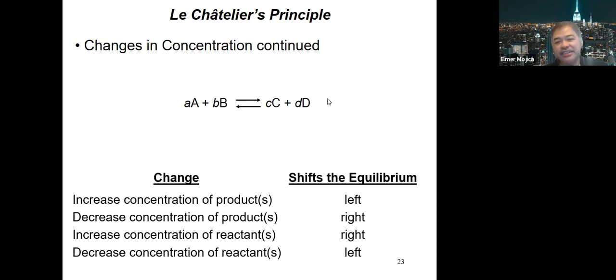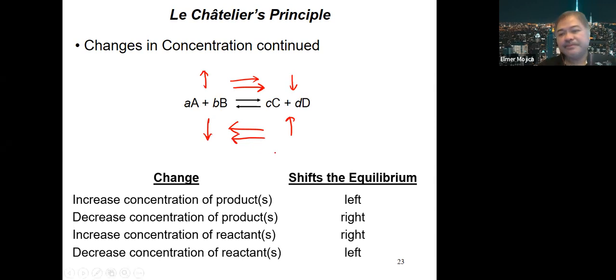So the style here is, when you add something here, okay? So it will favor that formation. When you remove something here, it will also favor that reaction. So if you added something here, that one needs to be utilized. Okay, if you remove something here, that thing has to be replaced. So that's how they adjust to the so-called stress. Okay?